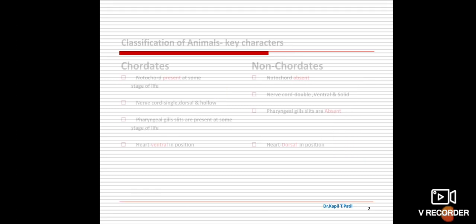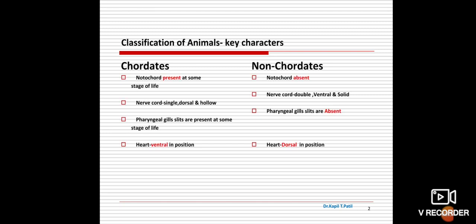So see the first slide. In this first slide, there are four key characters that are very important to differentiate chordates and non-chordates. In a chordate, notochord is present at some stage of life. In a non-chordate, notochord is absent.